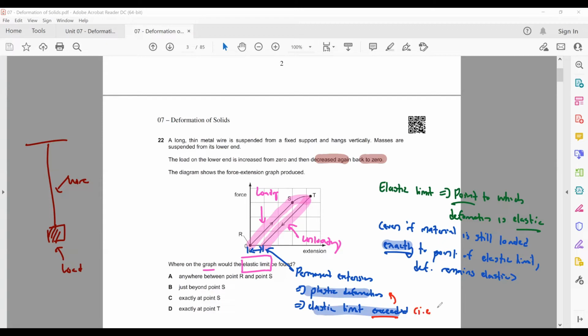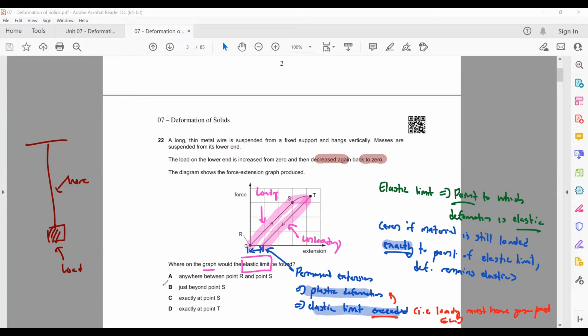i.e. loading must have gone past the elastic limit. EL here is elastic limit. I'm just using a short form here. So let's just look at the answer.